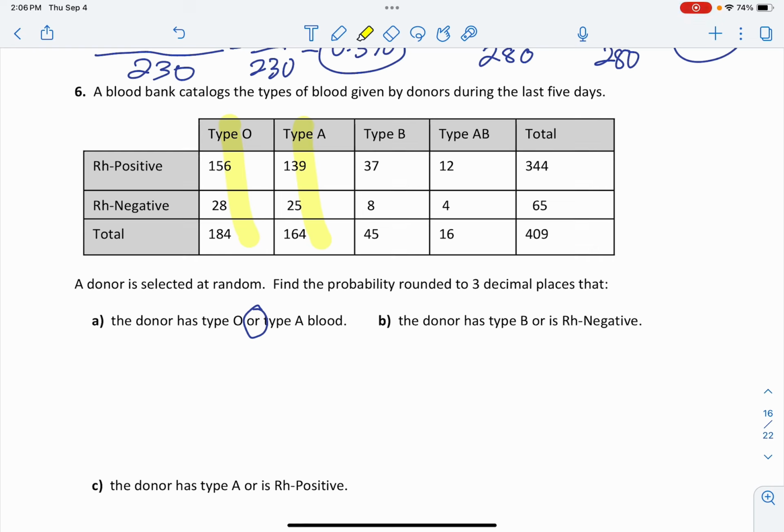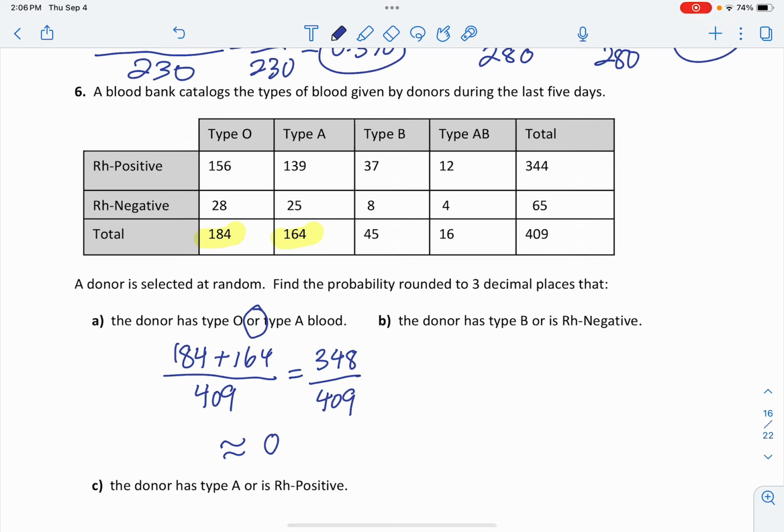So I could just add them together, right? There's all the type O's, there's all the type A's. 184 plus 164, and then common denominator will be that 409. So we got 348 divided by 409, and we got a final answer of 0.851 on that. Okay, so there's a mutually exclusive example.